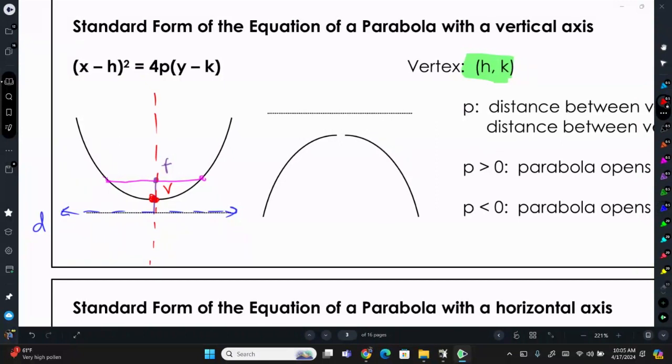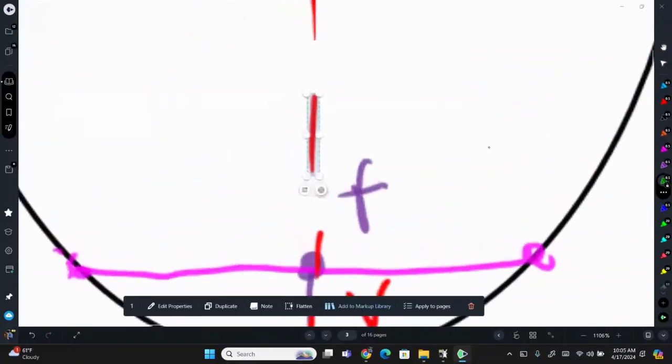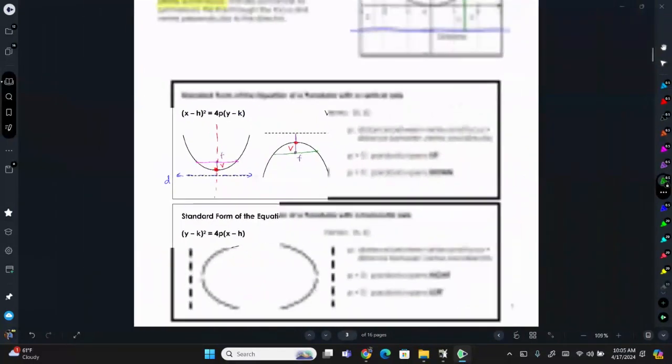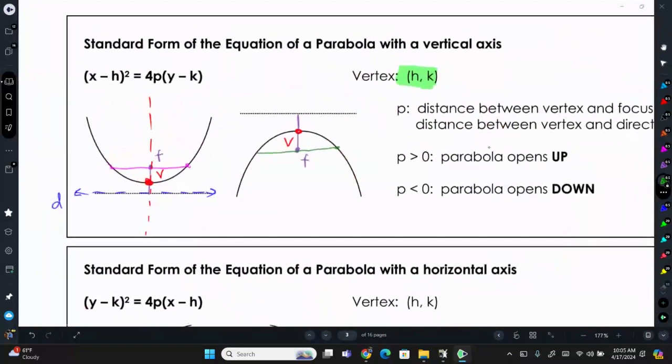Or we could be open downwards, and again, here's your vertex, and this distance would be the same, so that would be your focus, and then this would be your latus rectum. And then back here would be your directrix, and then you'd have your axis going through the focus and the vertex.